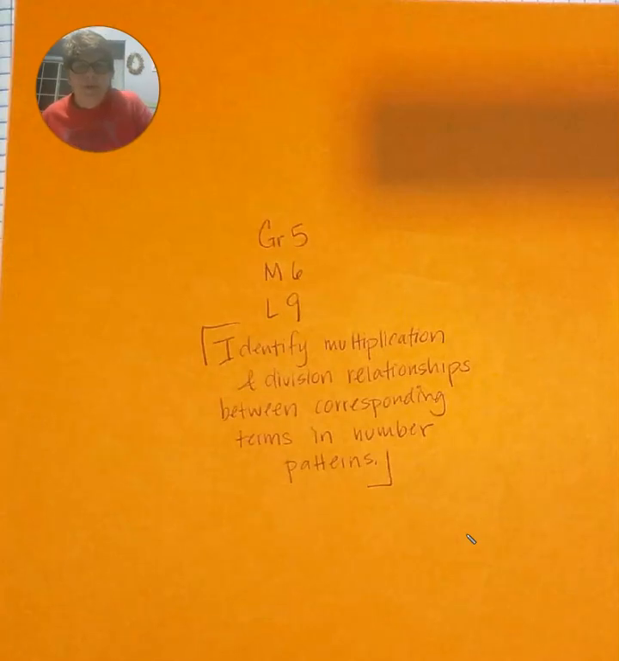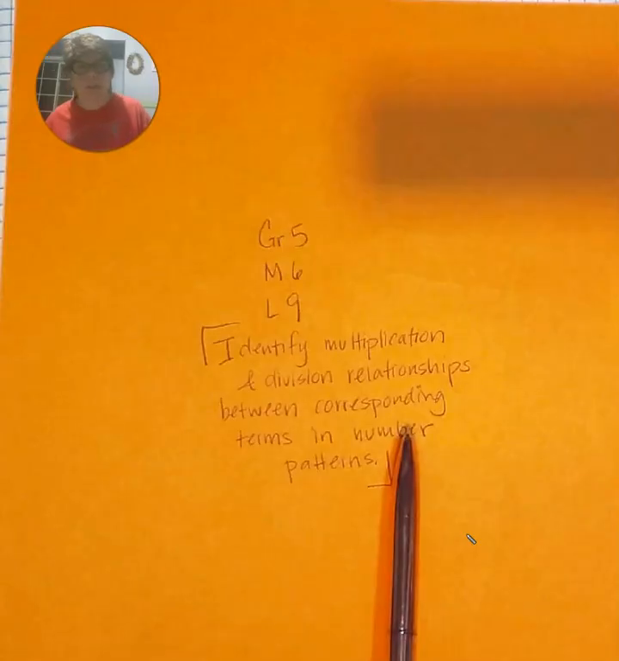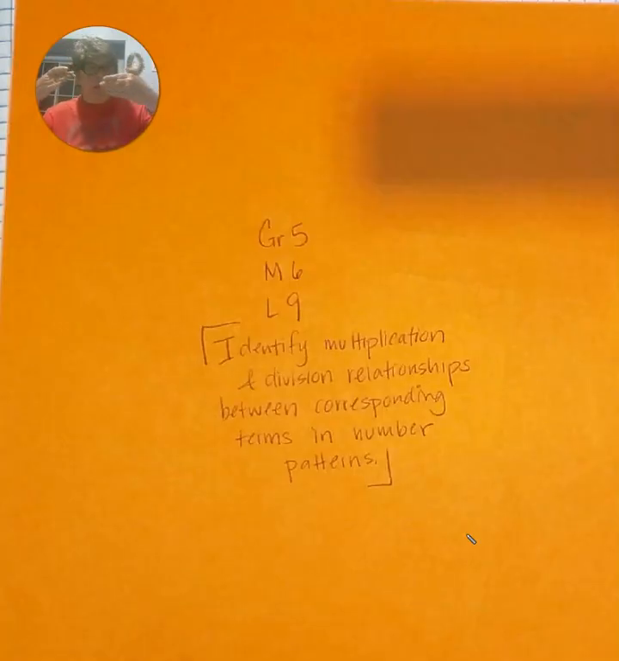Hi guys, welcome to lesson 9 in module 6, grade 5, and today we're going to identify multiplication and division relationships between corresponding terms in number patterns. So hopefully you remember corresponding terms in number patterns are like the x and the y. They are partners, they are corresponding with each other, and we're going to look at multiplication and division relationships in those today. Okay. So let's jump in.